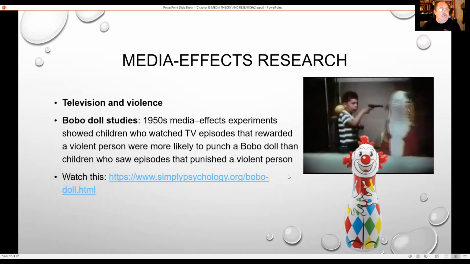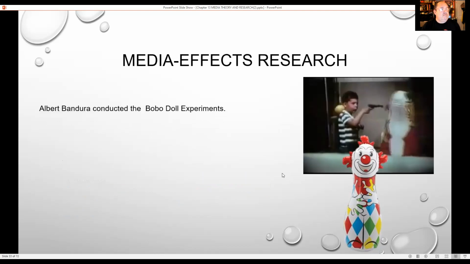Then some of those old Westerns and stuff in the 50s and 60s, man, they didn't show a lot of blood, but they showed a lot of death.